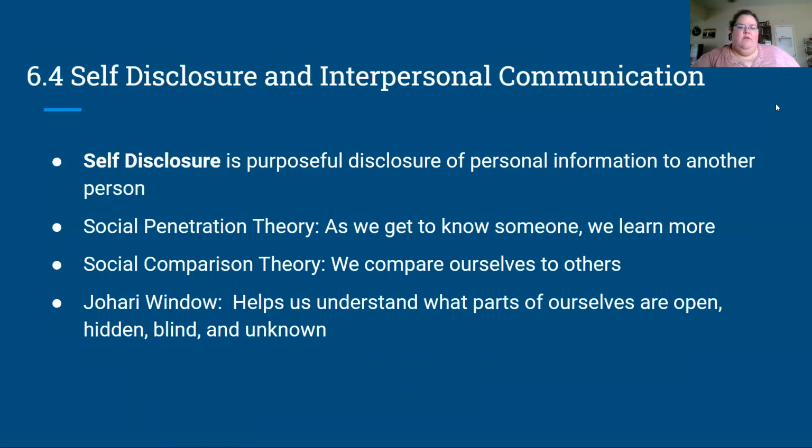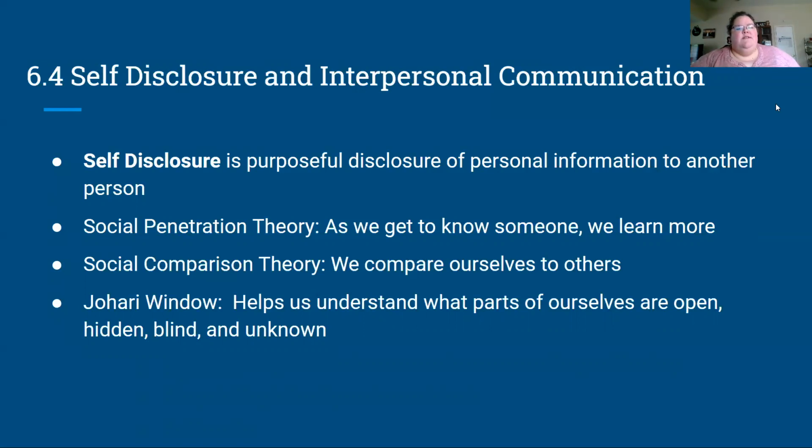So the further we go in that relationship, the more information we disclose. The book talks about an example of that: an onion, like you've heard about in Shrek, where you peel away layers and see different parts. Social comparison theory says we compare ourselves to others, and so through that, we disclose information to see if we're similar or dissimilar from the individual we're talking to. And then the last one is the Johari window, which helps us understand different parts of ourselves.